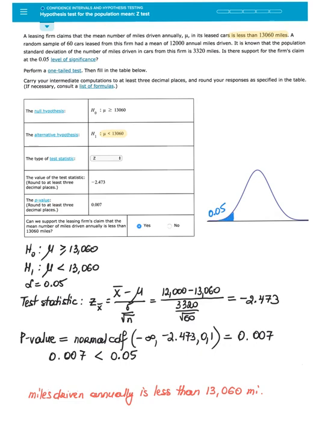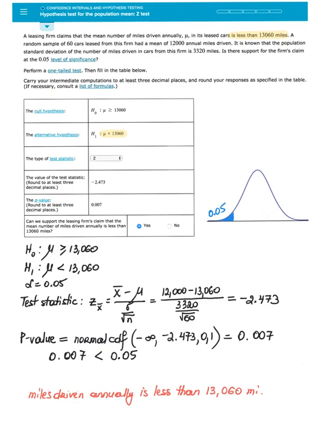A leasing firm claims that the mean number of miles driven annually, mu, in its leased cars is less than 13,060 miles. A random sample of 60 cars leased from this firm had a mean of 12,000 annual miles driven. It is known that the population standard deviation of the number of miles driven in cars from this firm is 3,320 miles. Is there support for the firm's claim at the 0.05 level of significance?